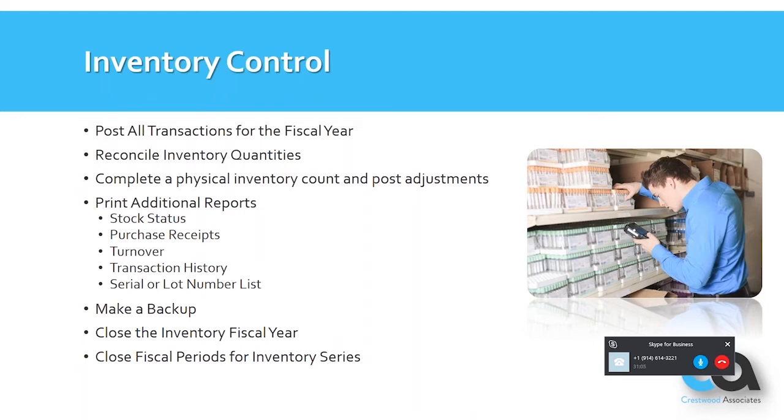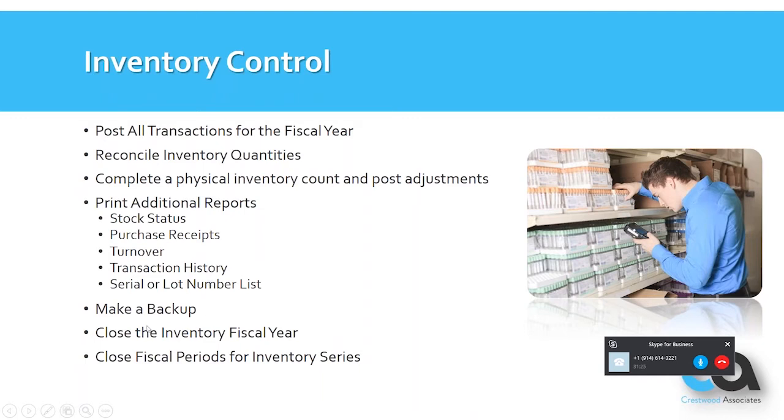And then go through and print some reports that are recommended here. It's recommended to make a backup at that point, just because now you know that you have all the correct numbers in the system, and you'll want to have a backup with any adjustments that you made during these previous steps.